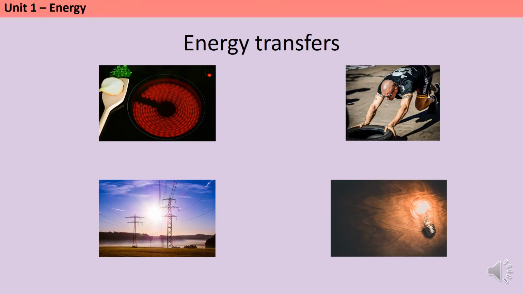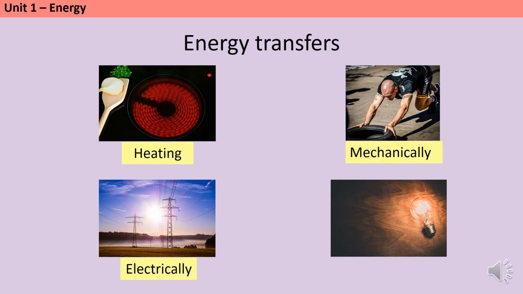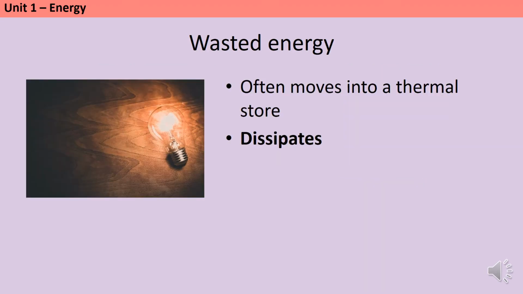Remember, there are 4 different ways that energy can be transferred, so when you're thinking about useful and wasted transfers, these are what you want to be thinking about. Energy can be transferred by heating, mechanically, in other words by forces, electrically, or as radiation, which could be light or sound. We can also talk about wasted energy in terms of the store it ends up in rather than the transfer that gets it there.